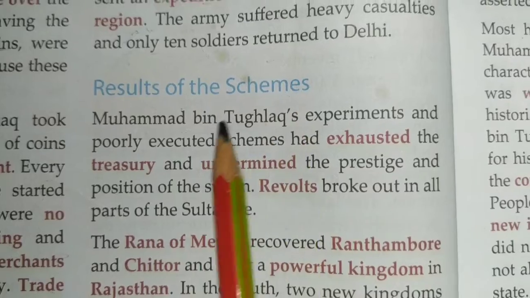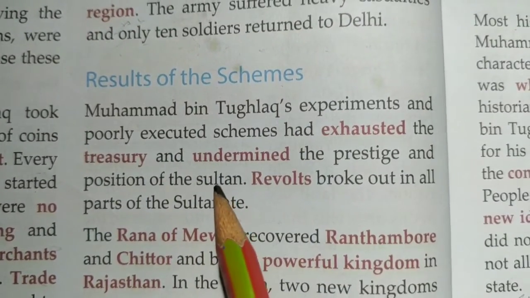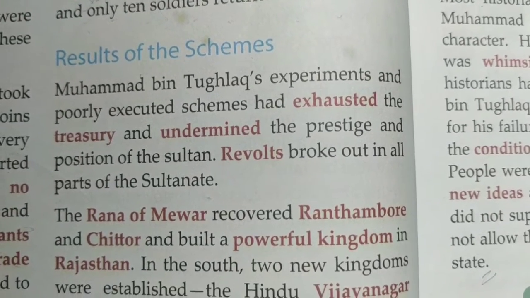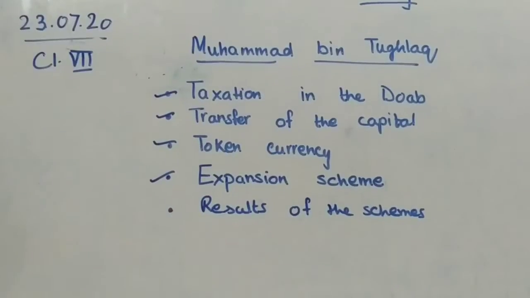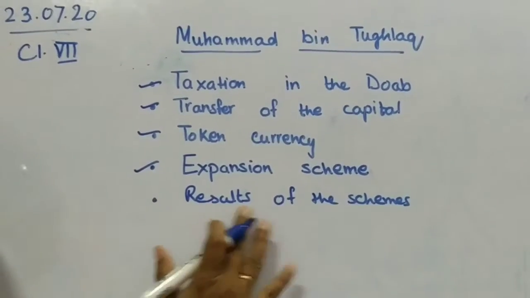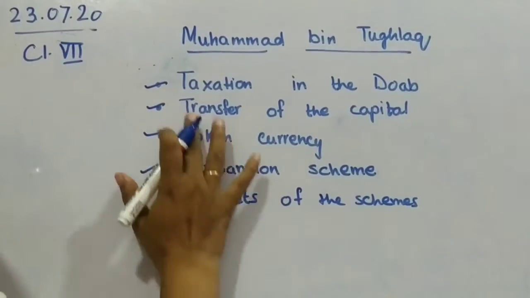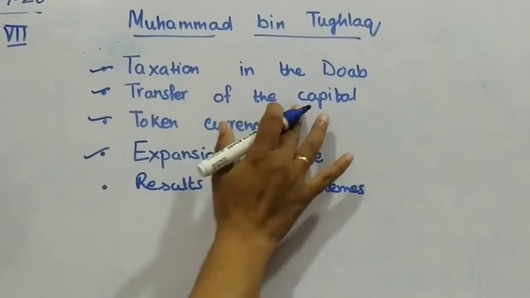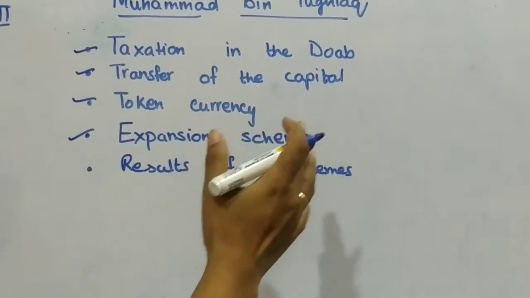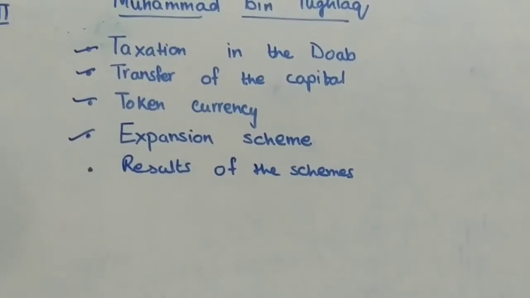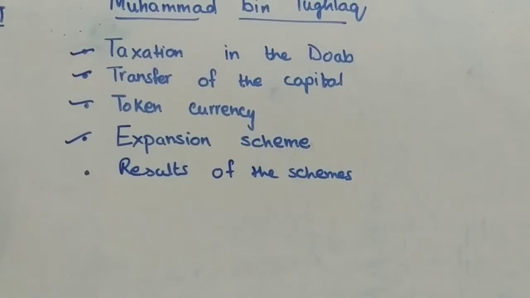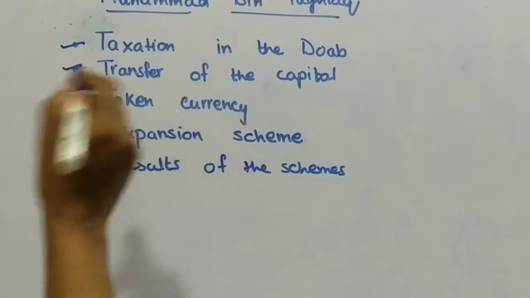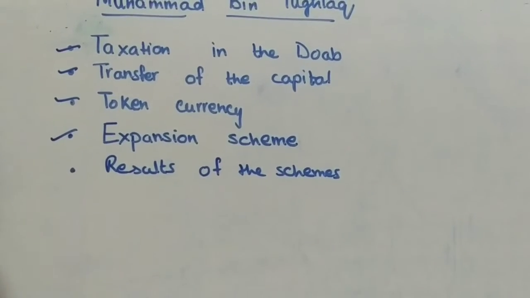Results of the scheme. So whatever schemes he had started, what was the final result of all the schemes that he experimented with? Okay, so here now we come to the results of the schemes. So finally what happened? Taxation in the Doab also was a failure. Transfer of the capital again involved a lot of money. So there was a financial crisis. Since there was a financial crisis, he tried to experiment with this token currency. That was also a failure.